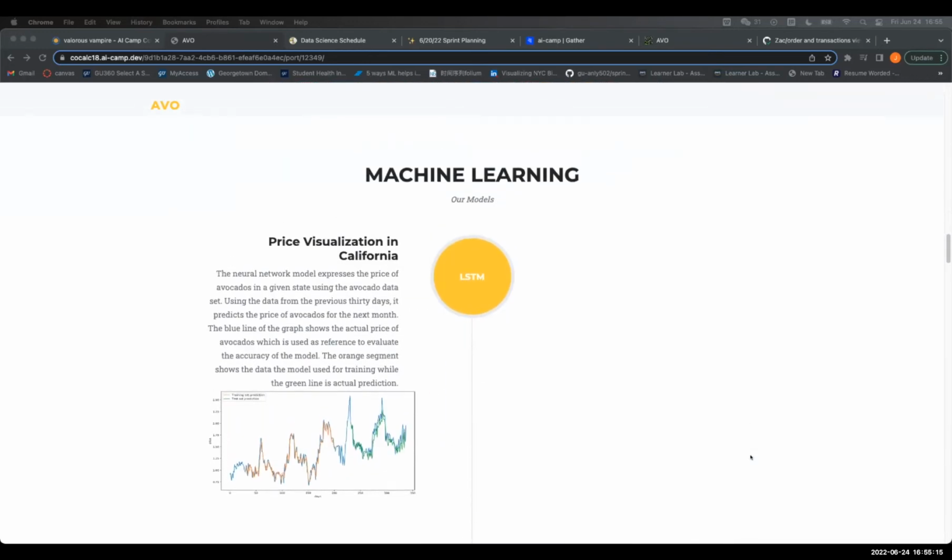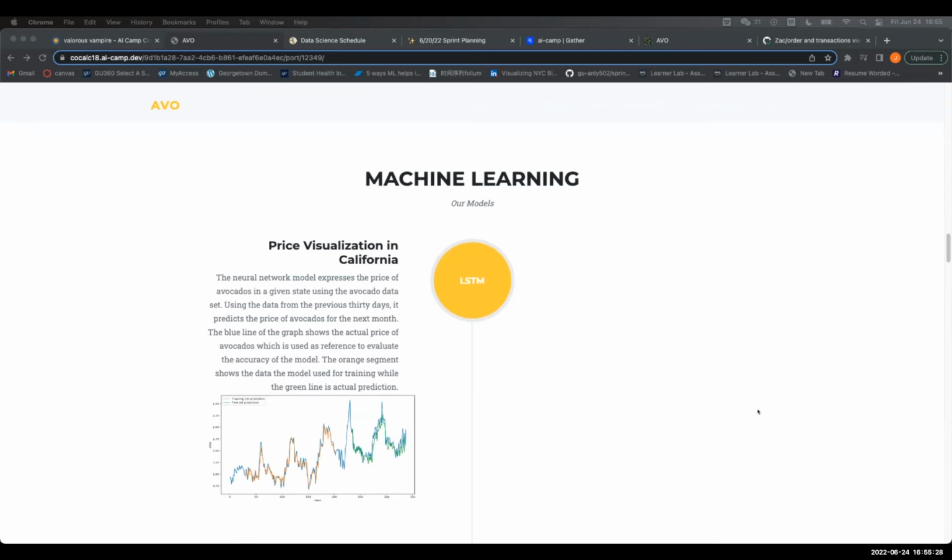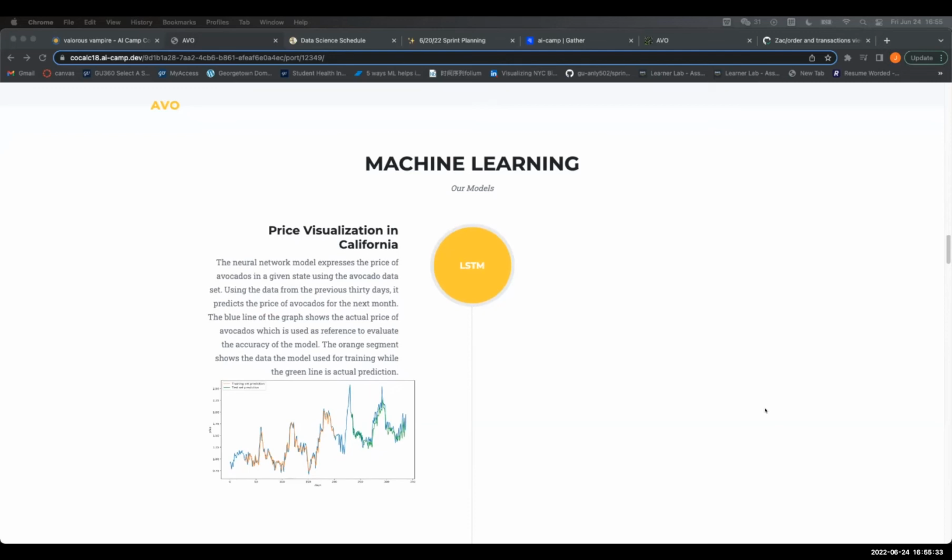Each of the members of our group created our own models and used our own creativity to generate the model that we thought would be best fit for each of the data sets. All right, so for my model, I created an LSTM neural network, and I wanted to be able to predict the prices of the avocado in a given state.